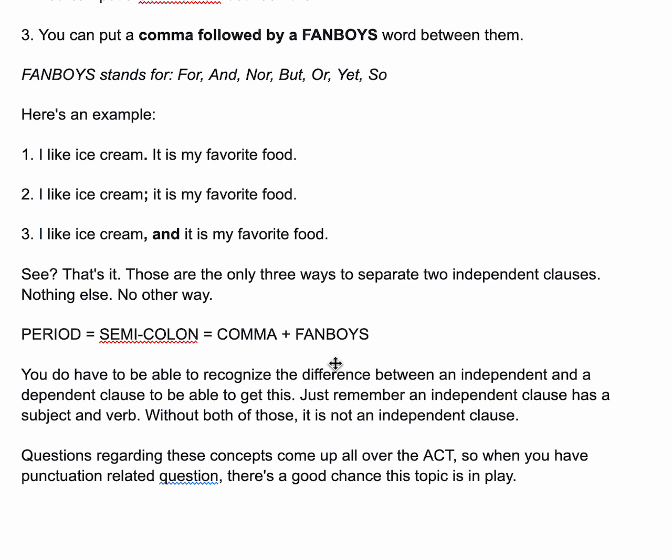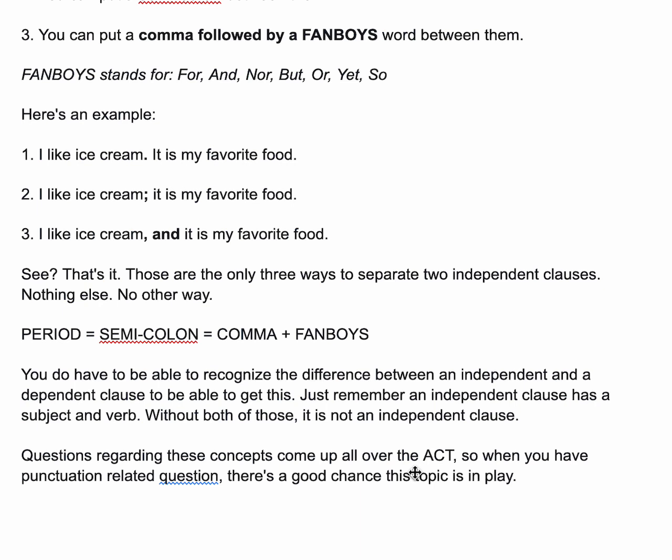Okay? That's the equation. So you do have to be able to recognize the difference between an independent and a dependent clause to be able to get this. And that's where it can be a little bit tricky sometimes, right? An independent clause has a subject and a verb. That's it. Without both of those, it is a dependent clause, not an independent clause, okay? John walks. Subject, verb. Done. Independent clause, all right?